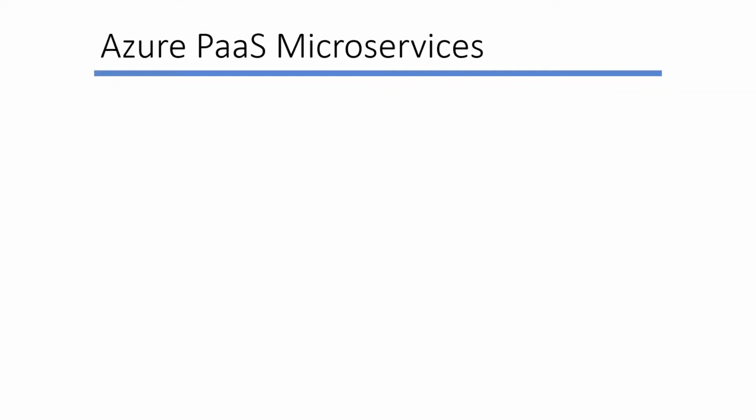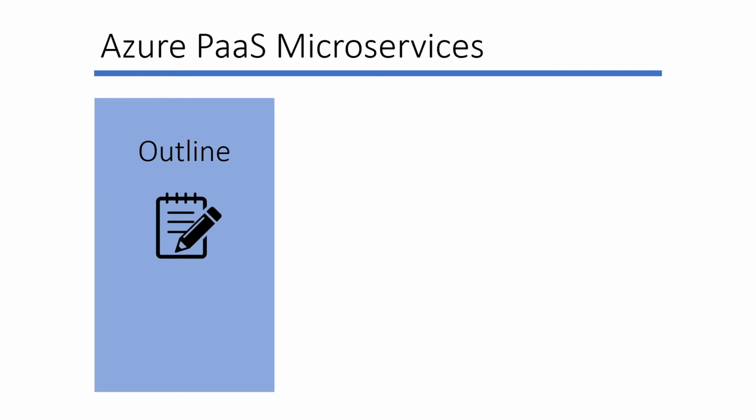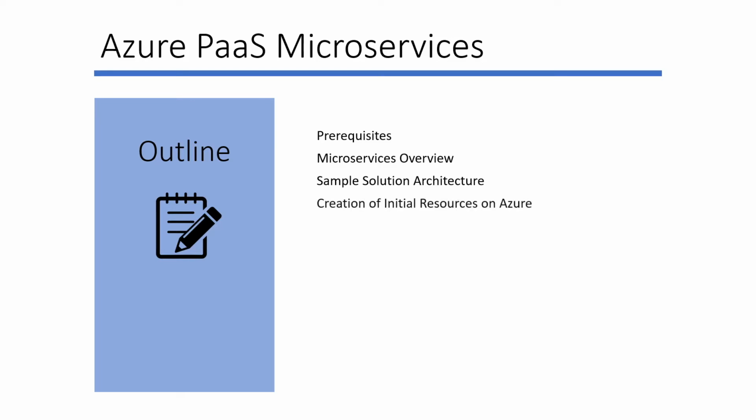Let's go over a brief outline of this screencast. First, we will talk about some prerequisites for those who are interested to develop a similar solution. We will then have a brief overview of microservices and the problems they are meant to solve. Then we'll go over the architecture of the sample solution we will be developing. We will create the initial resources needed through the Azure Portal.